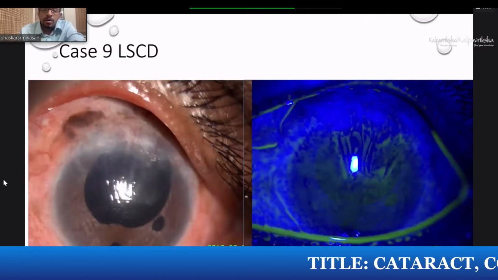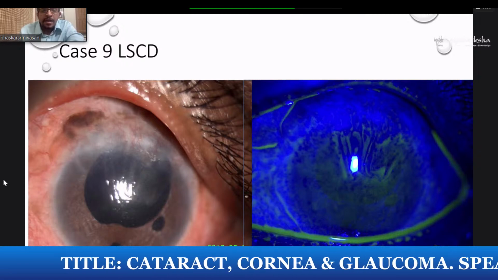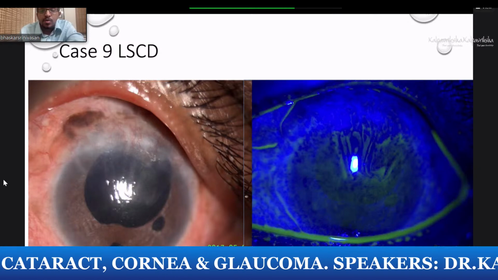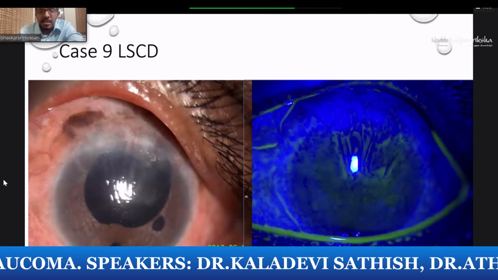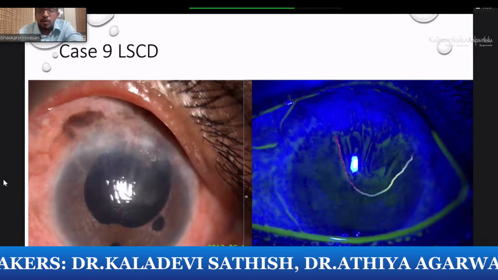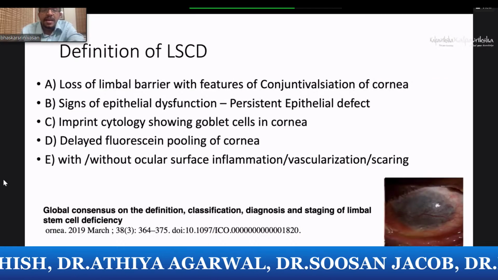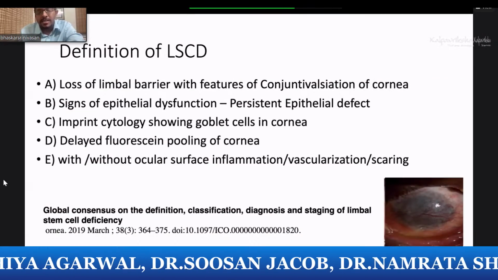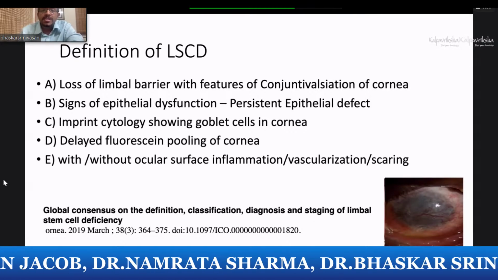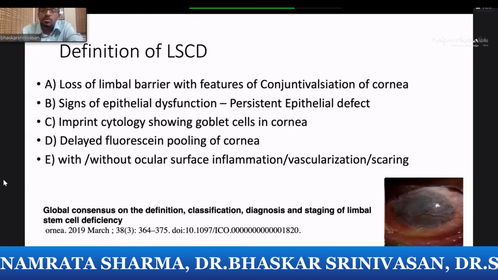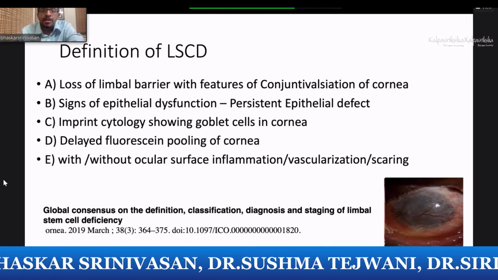Again, in a patient like this, where your cornea looks reasonably clear, but there's a focal area where there is a lackluster appearance, and you do a fluorescein stain, and you can see the conjunctival phenotype, which is seen in the superior area, which is suggestive of a focal limbal stem cell deficiency. Basically, limbal stem cell deficiency is defined as a conjunctivalization of the cornea, and there are signs of epithelial dysfunction. There is delayed fluorescein pooling on the cornea. It could be associated with ocular surface inflammation, vascularization, scarring, and an imprint cytology, if done, would show goblet cells in the cornea.